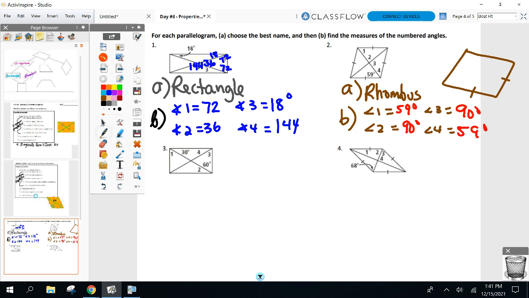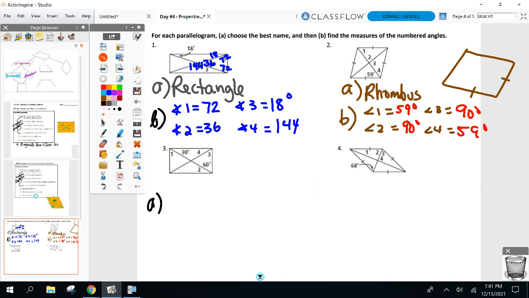All right. This one I wanted to get to. Number 3. There's no markings on here. And don't even think about saying, oh, it looks like this figure, so I'm going to call it this. That's not how we're rolling. Mathematically, you've got to figure it out. Well, first of all, it's already a parallelogram. Right? It's already a parallelogram.